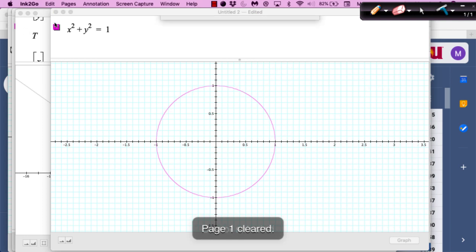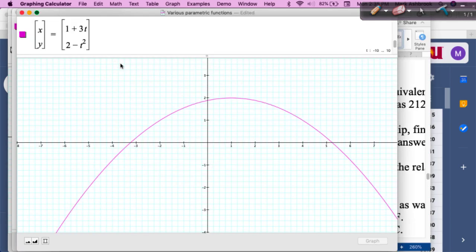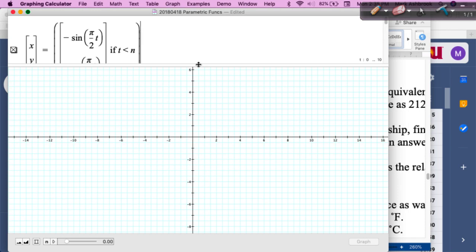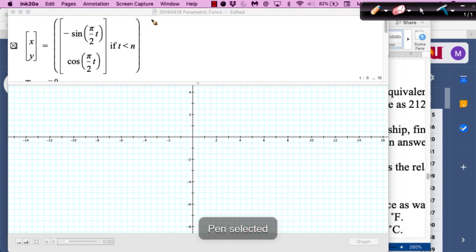So let's look at a different one. This one. Here I've got x equals minus sine of pi over 2 t, and y equals cosine of pi over 2 t. Now I want to use this parametric function and sketch it. One thing we can do is look at the individual functions of x and y as functions of t.